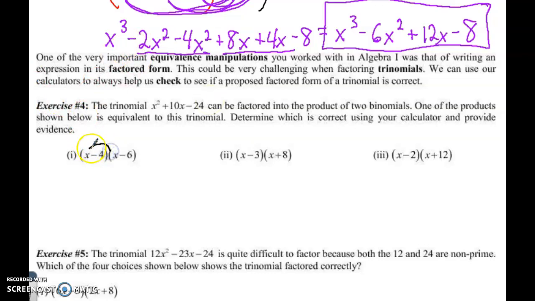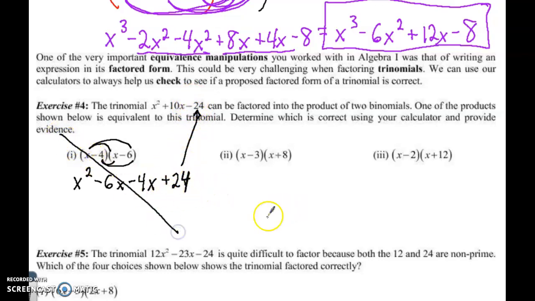Maybe that's how you were taught in Algebra 1, and then distributing here, you have minus 4x, negative times a negative is a positive 24. So I'm not going to check this one because it's definitely wrong. I'm trying to get negative 24, and we got a positive. So this one is not equivalent.